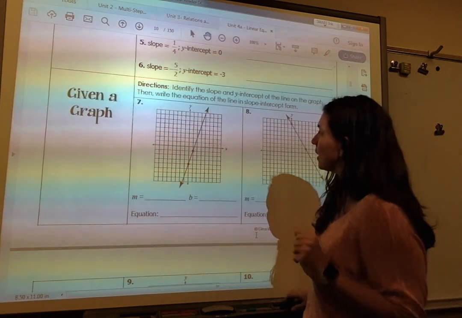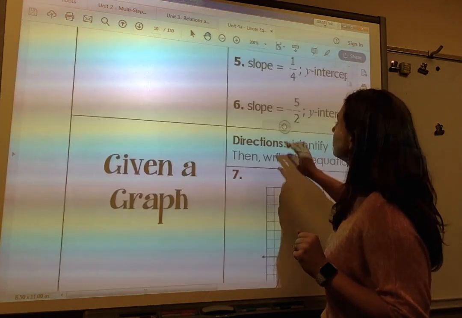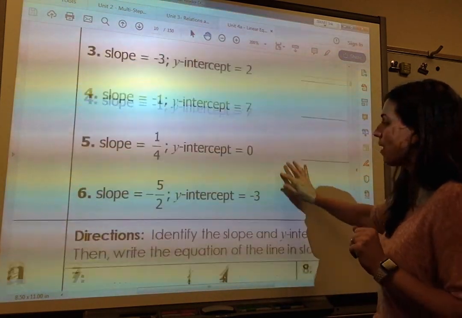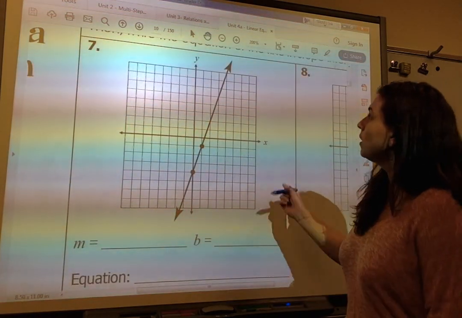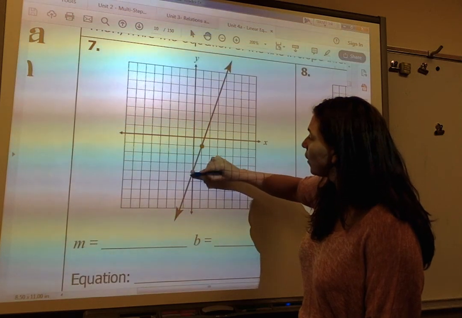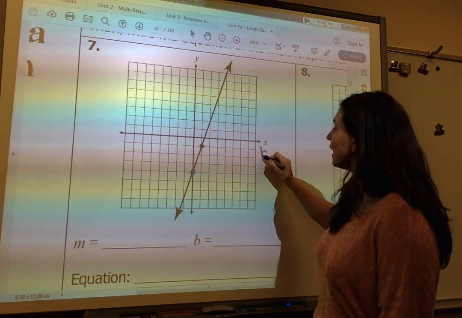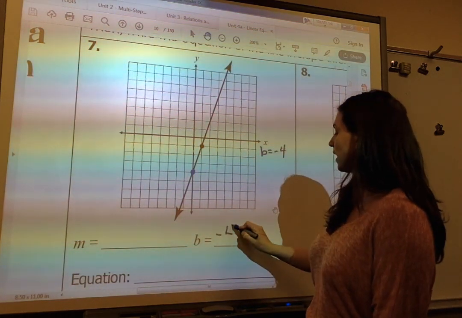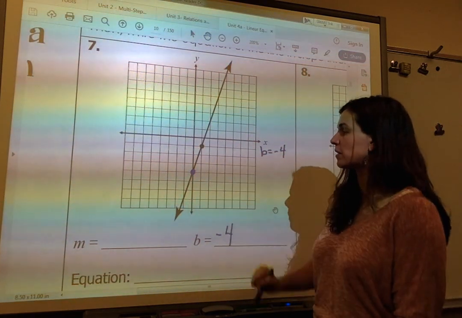So let's look. I'm going to expand these. All right. So look at number 7. Here's my y-axis. Where does it intersect? Right here. So my beginning point is negative 4. Negative 4 is my beginning point. That's where it intersects my y-axis.